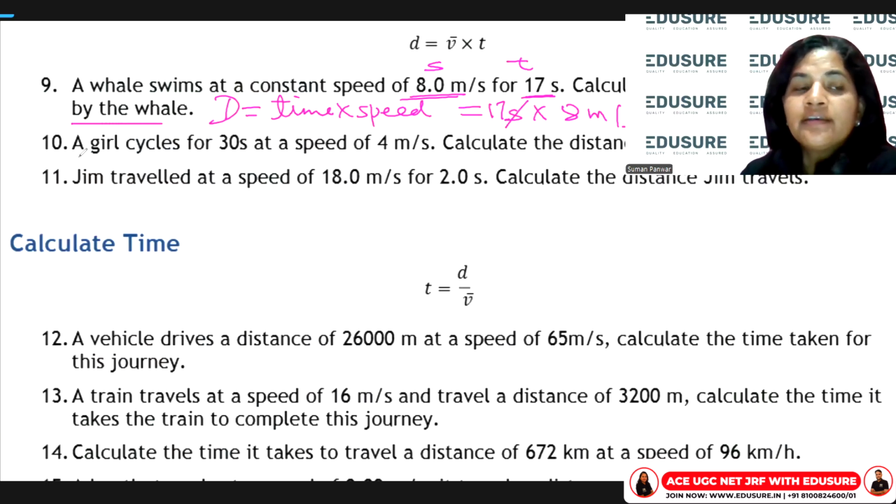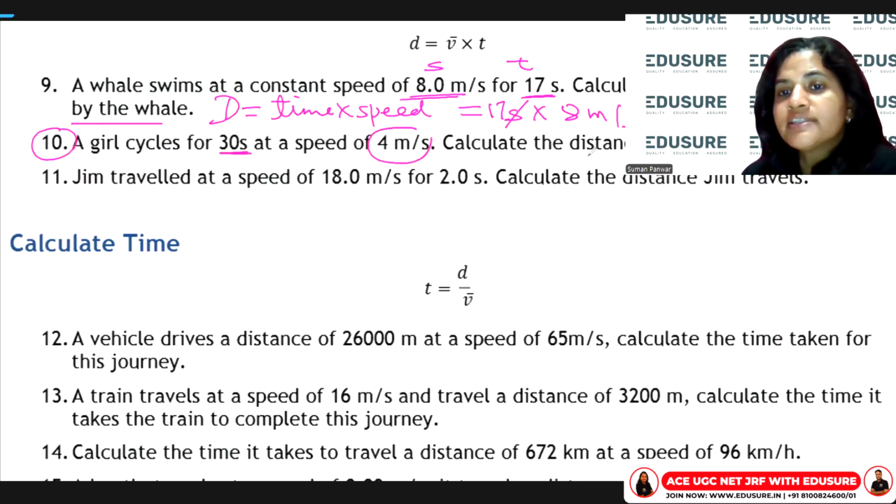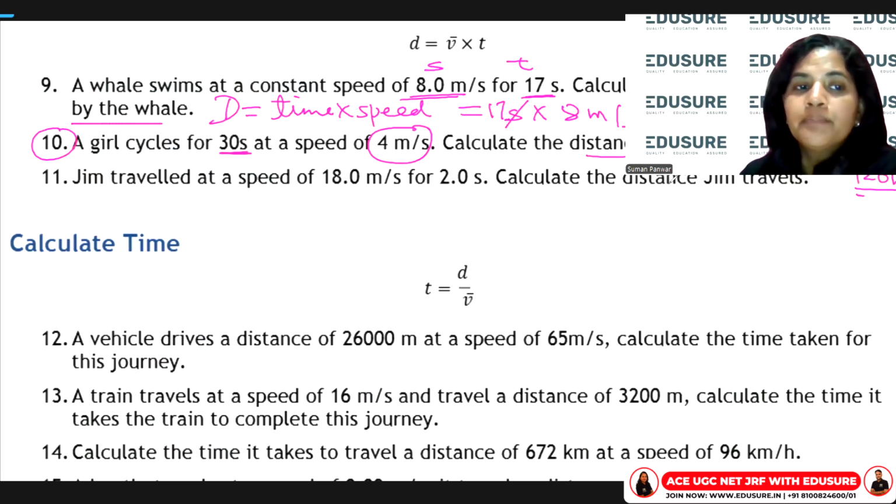Okay. Question number 10. A girl cycles for 30 seconds at a speed of 4 meters per second. Calculate the distance she travels. So again, distance is time, which is 30 seconds, multiplied by the speed, which is 4 meters per second. So second and second will cancel each other and the distance would be 120 meters.